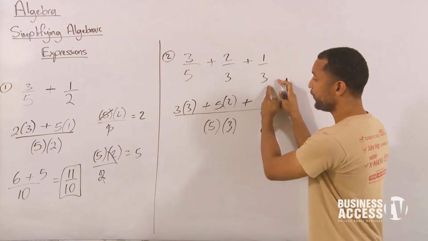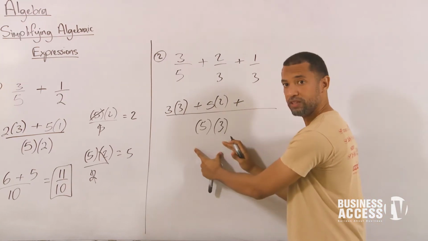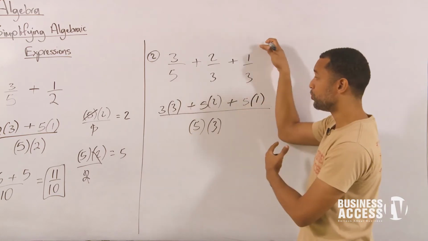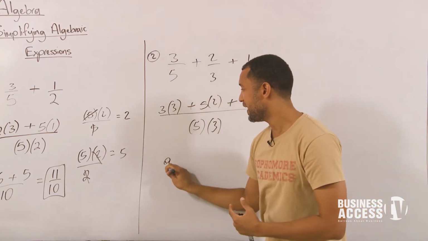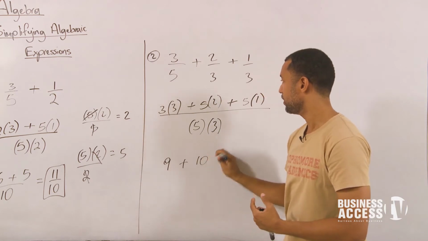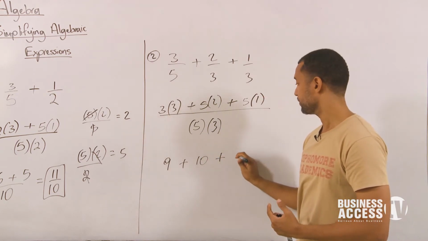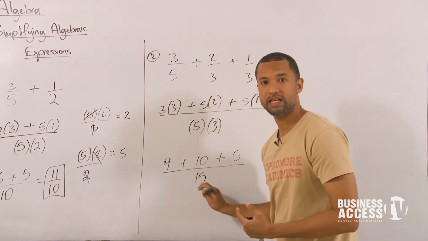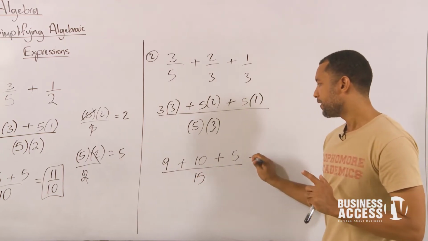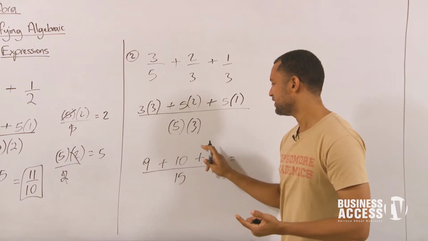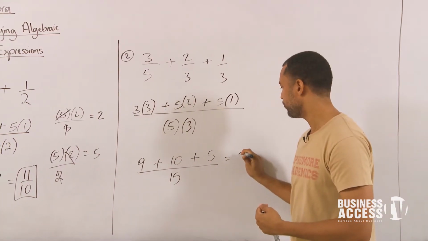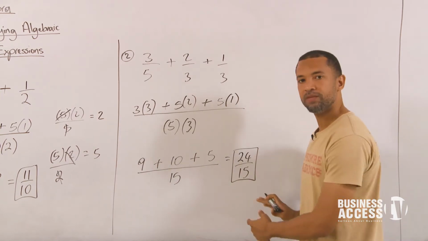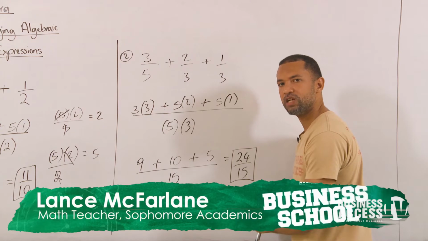Again, we have this plus 3 into 5 threes, because 3 into 15 goes 5 times. And you use that to multiply the numerator. So here we have 9 plus 10 plus 5 all over 15. Right, ladies and gents? So 9 plus 10, 19 plus 5, that's 24.